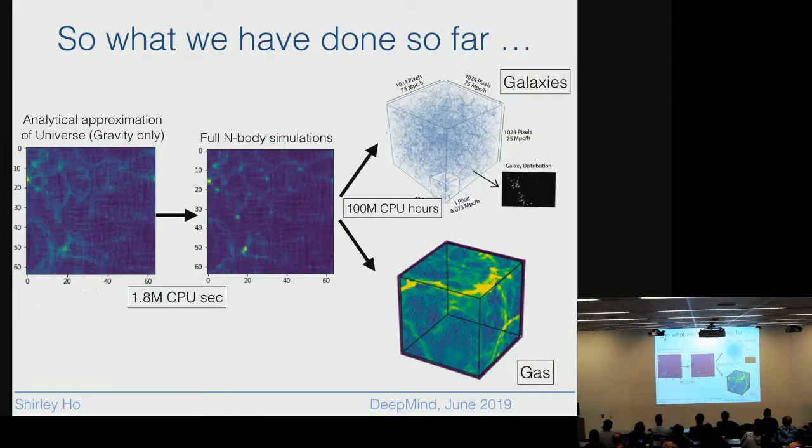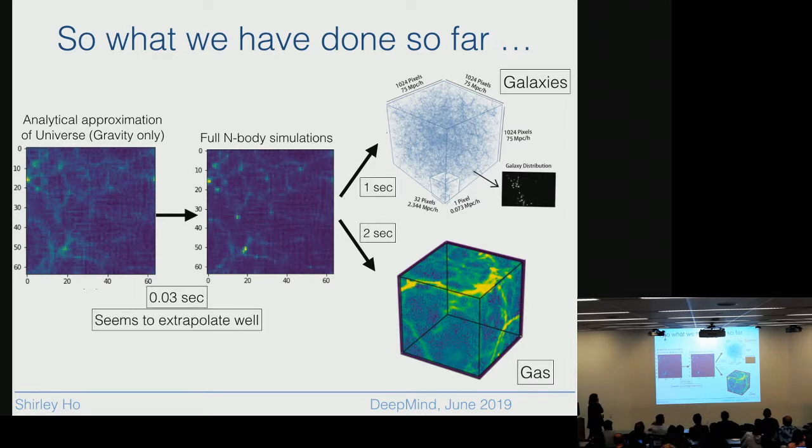So what we've done so far in our group: we have an analytical approximation of the universe, which is gravity only, and full simulations that usually take 1.8 million CPU seconds. And then these are 100 million CPU hours. This is Illustris, which goes to galaxies, gas and other galaxy properties. What we did recently is to turn it into 0.03 seconds to do this, 1 second to do that, and 2 seconds to do that for predictions. This part extrapolates really well, so it's extremely useful. These parts we cannot test yet whether they extrapolate well, because we only have one Illustris simulation to train.